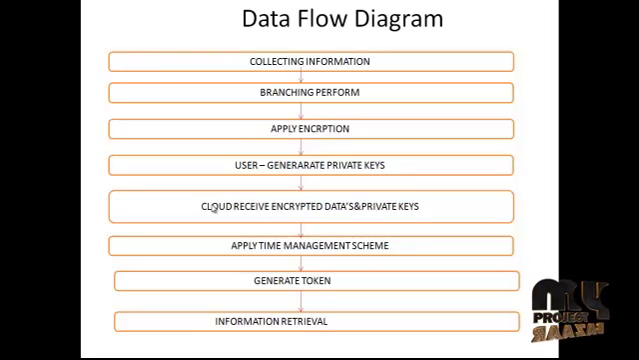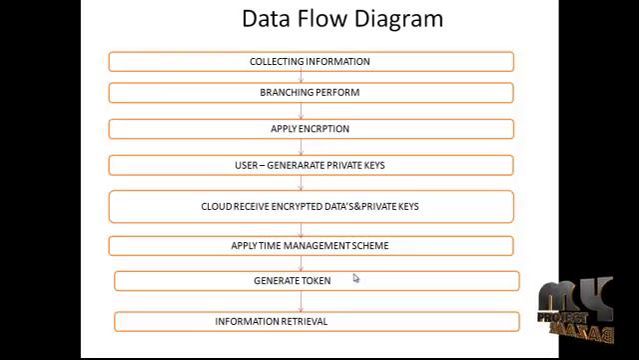The next process is apply encryption. It should apply encryption of user data system to generate the private key for every user. So after the process, the cloud receives the encrypted data and private key. The cloud receives the encrypted data in branching in user detail information, and then gives the private keys with the encrypted data.